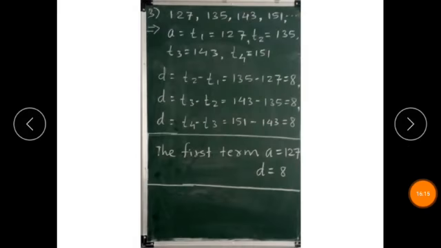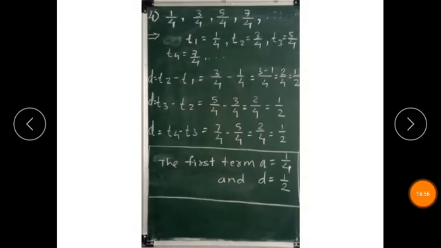In this way, you have to find the first term and the common difference of this AP also. It is 127, 135, 143, 151. So the first term A, T1, is 127, then T2, T3 and T4. The difference between the first two consecutive terms is 8. The next two consecutive terms, 8. The difference between two pairs of consecutive terms is also sufficient, but let us find the third also. It is also 8. Therefore, the first term A is 127 and the common difference D is equal to 8.